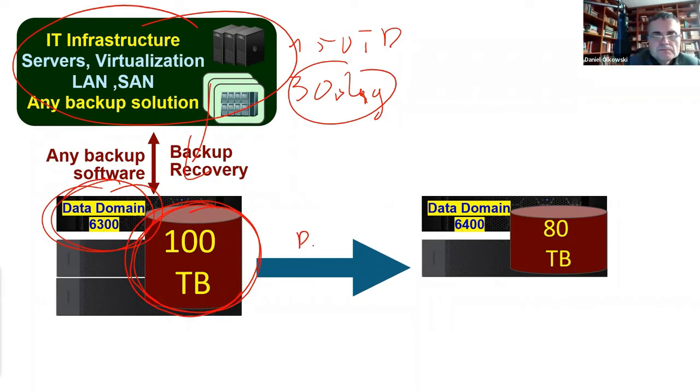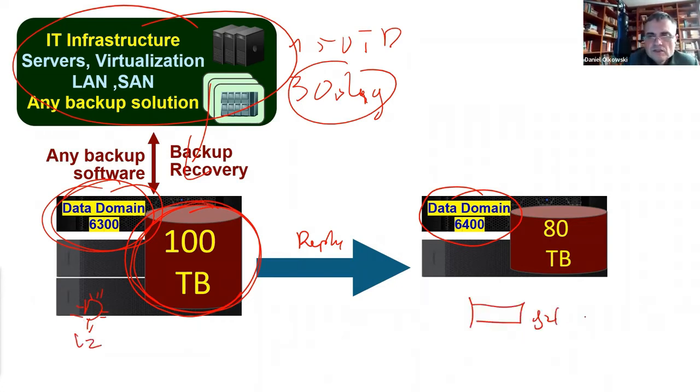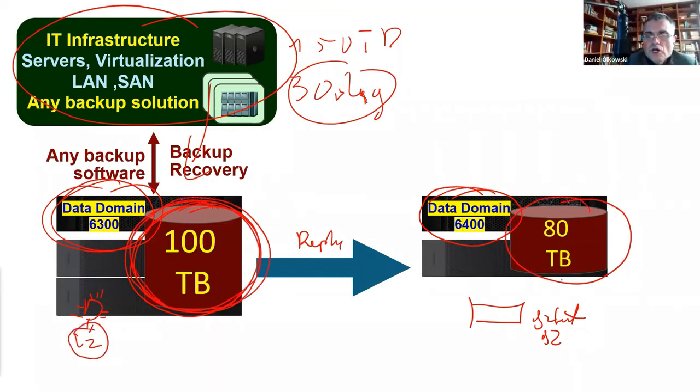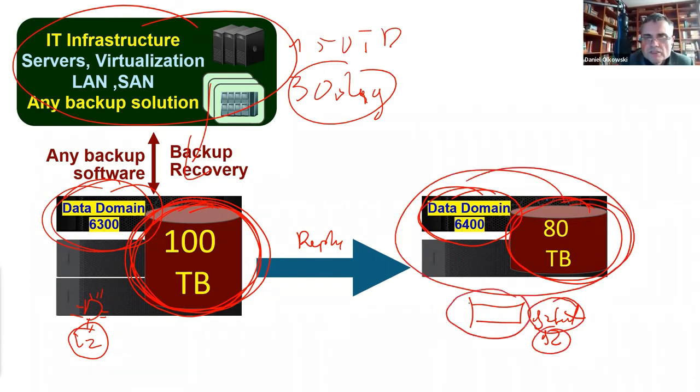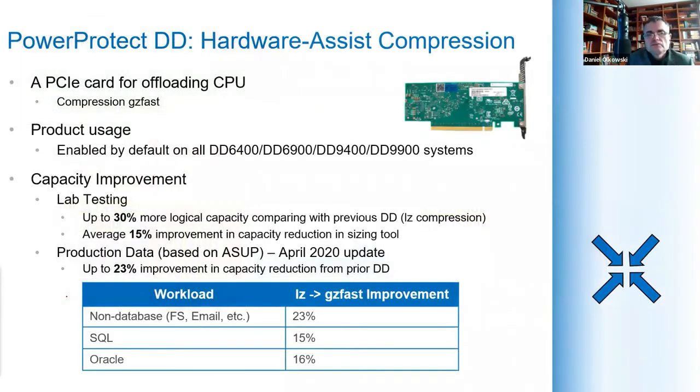If we perform replica to DD6400, because here there is a processor performing compression of new blocks with LZ, here there is a compression card with GZ fast or GZ, then the space here will be 80 terabytes. On DD6300, it will be 100 terabytes because of LZ. On DD6400, it will be 80 terabytes because new blocks are much better compressed by GZ fast or GZ. And also this one will be much faster because it will be performed by the compression card, not by the processor. And this is our statistics from worldwide.